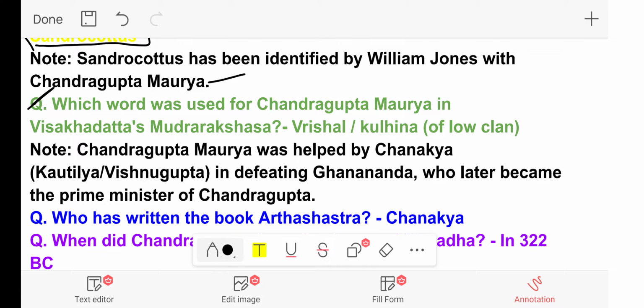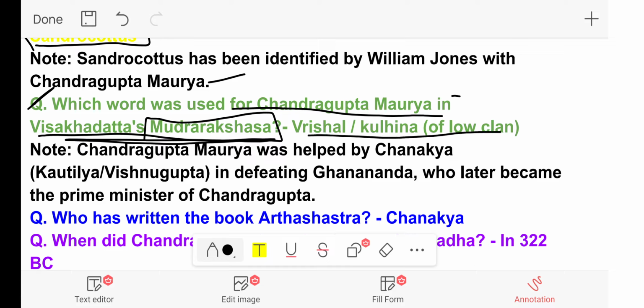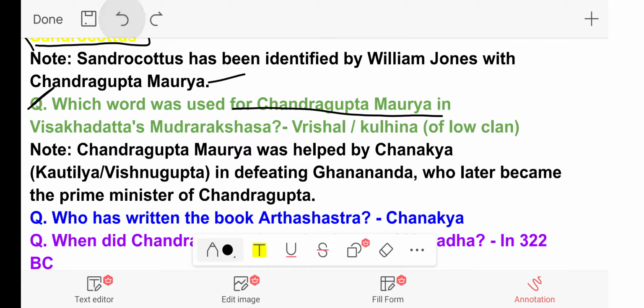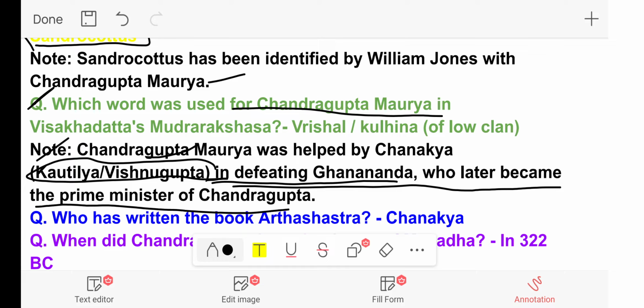Next is, which word was used for Chandragupta Maurya in Vishakhadatta's Mudrarakshasa? Answer is Vrishal or Kulhina. It means of low caste. Note: Chandragupta Maurya was helped by Chanakya. Chanakya is also known as Kautilya or Vishnugupta in defeating Dhananand, who later became the Prime Minister of Chandragupta.